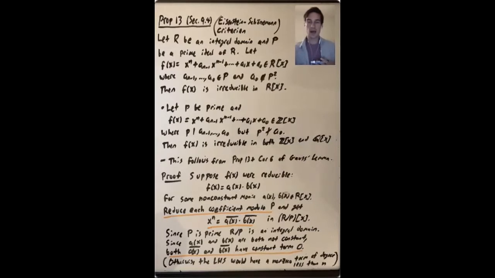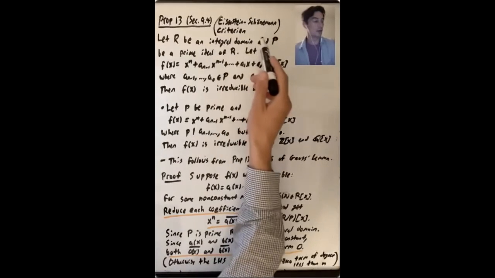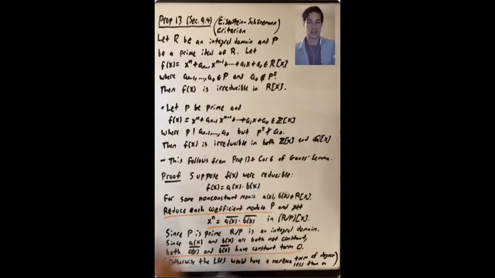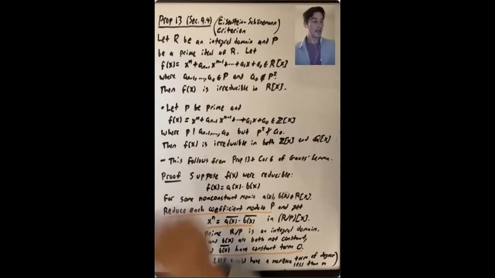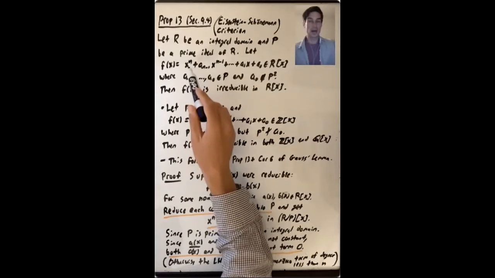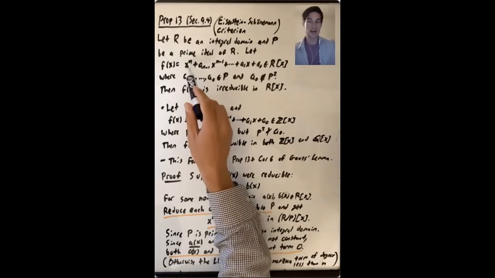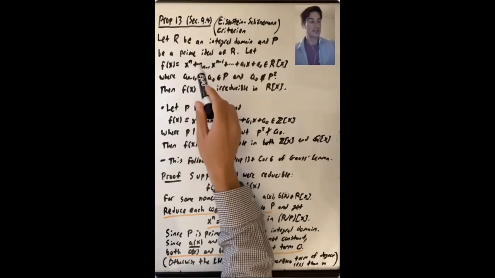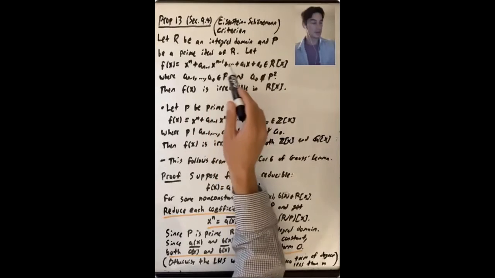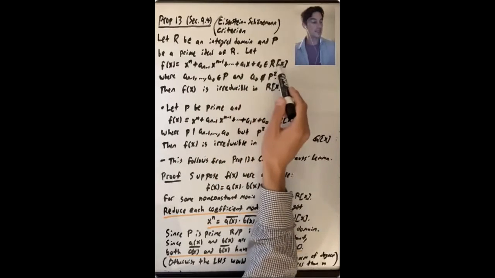And it sort of works on the same idea as the previous proposition, where we saw that a polynomial was irreducible by reducing all of the coefficients modulo some ideal I. Let's say that R is an integral domain and P is a prime ideal of R. Let's write f of x. This is a polynomial in R bracket x that's monic of degree n. So it's x to the n plus a_{n-1} x to the n minus 1 plus a1x plus a0.